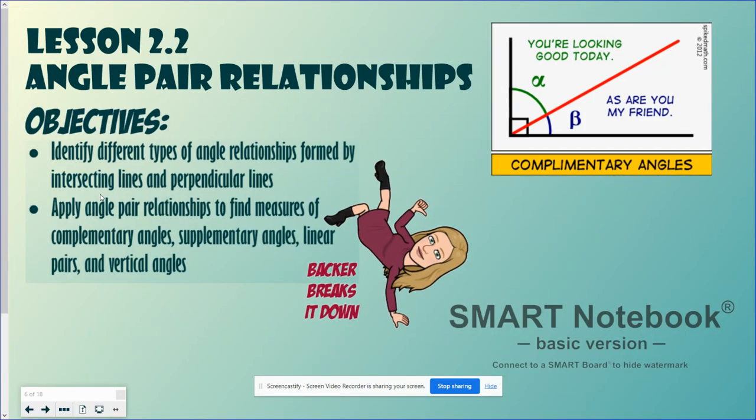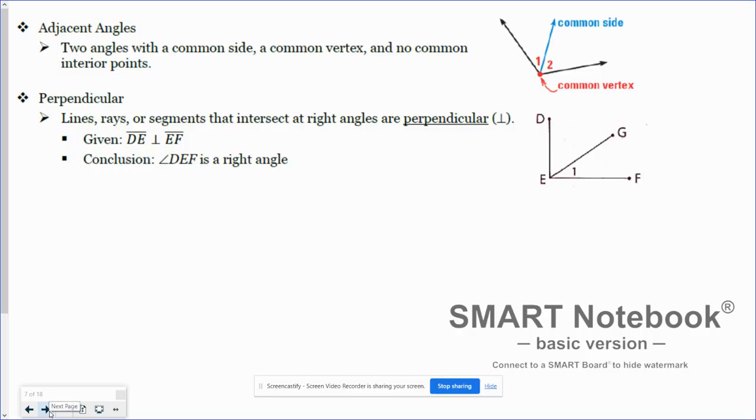In this episode, we are going to explore some angle pair relationships, mainly those angle relationships formed by perpendicular lines, as well as complementary and supplementary angles. First off, adjacent angles. Adjacent angles are two angles with a common side, a common vertex, and no common interior points. For example, angle DEG and angle GEF are adjacent angles.